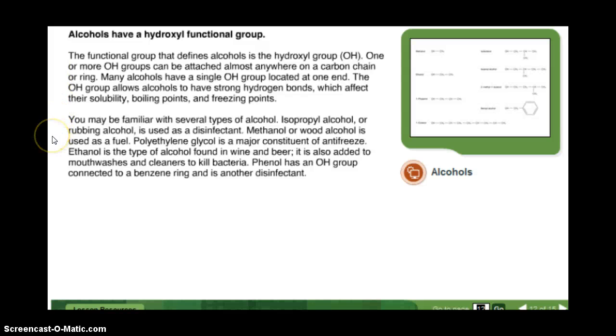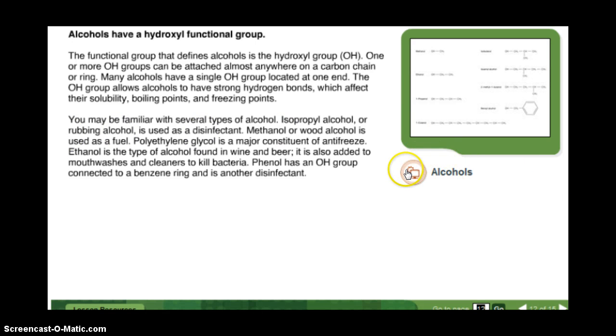You may be familiar with several types of alcohol. Isopropyl alcohol, or rubbing alcohol, is used as a disinfectant. Methanol, or wood alcohol, is used as a fuel. Polyethylene glycol is a major constituent of antifreeze. Ethanol is the type of alcohol found in wine and beer. It is also added to mouthwashes and cleansers to kill bacteria. Phenol has a hydroxyl group connected to a benzene ring and is another disinfectant.